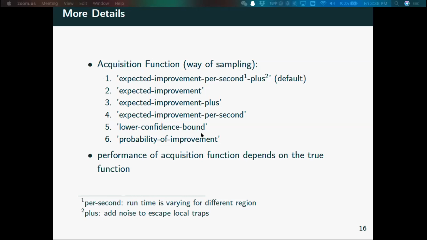They are just different ways of selecting or updating the next sampling point sequentially. The per-second variants mean you will use different running times for different regions of the input, and plus here means you will add noise to the GP so that you can escape from local minima of the underlying functions.